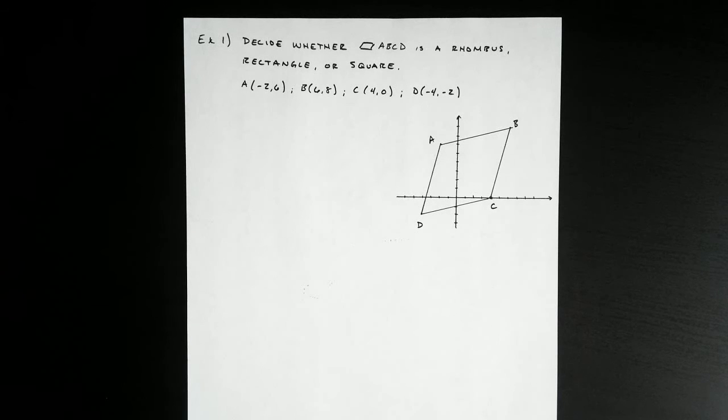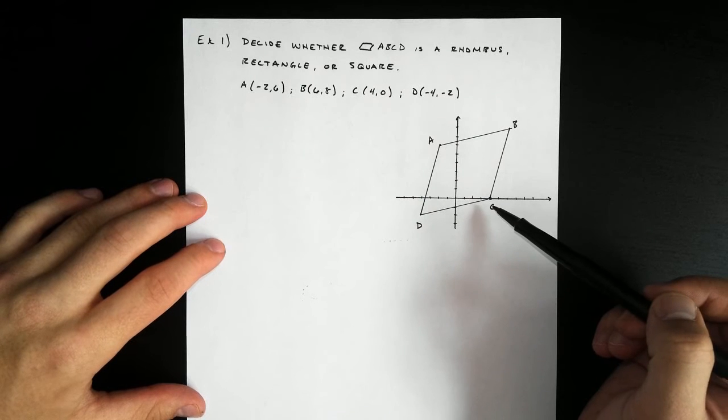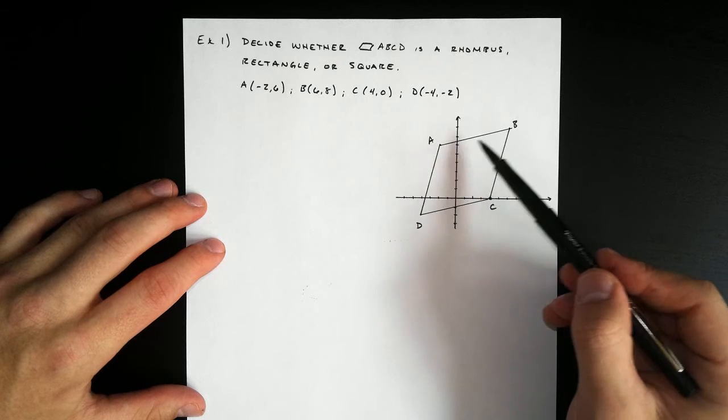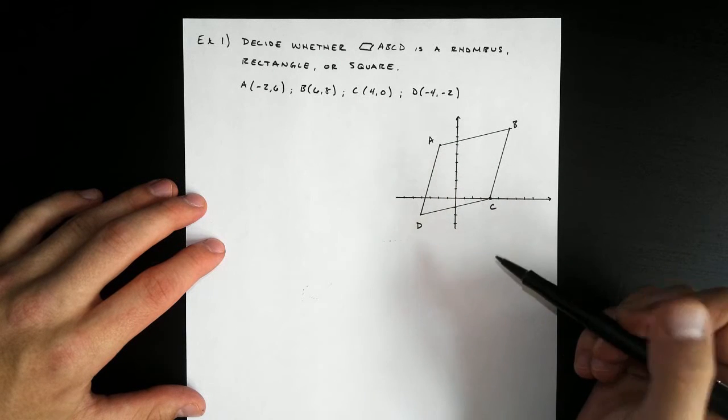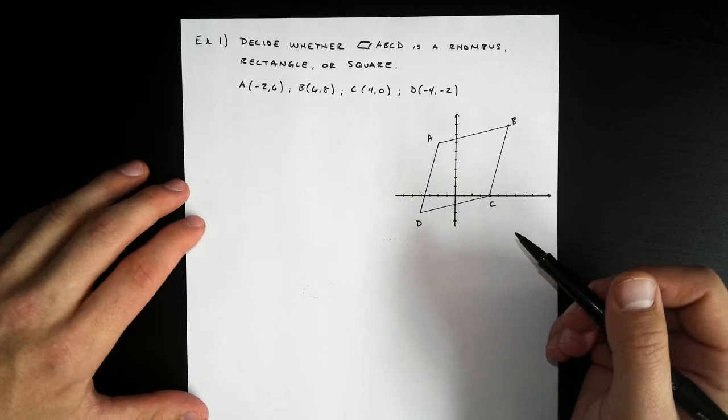We want to justify that using either the definition of rhombus, rectangle, square, or we can also use some of the properties that we've talked about as well, which are the theorems or just the corollaries we have as well. All right, so I've already went ahead and graphed this rhombus. So we got rhombus ABCD. Just looking at this, it looks like it's going to be a rhombus because these angles definitely don't look like they're right angles, but we have to be able to justify that as well.